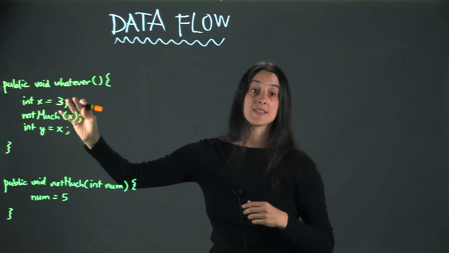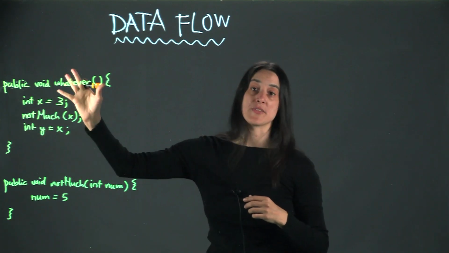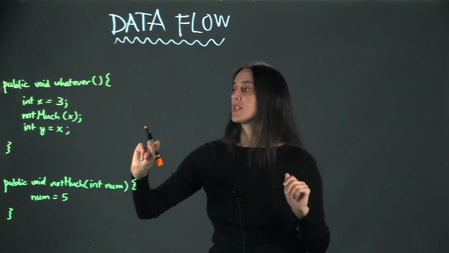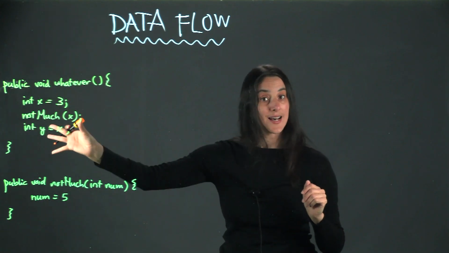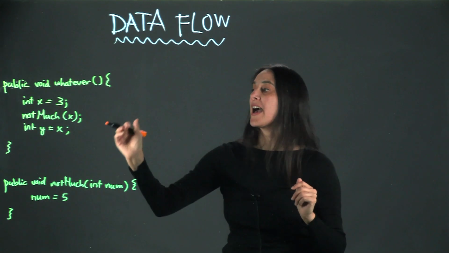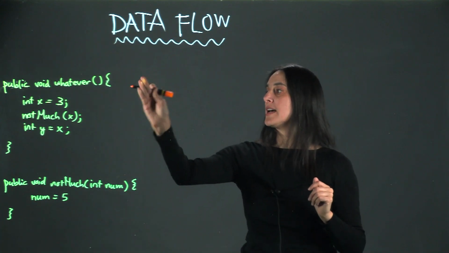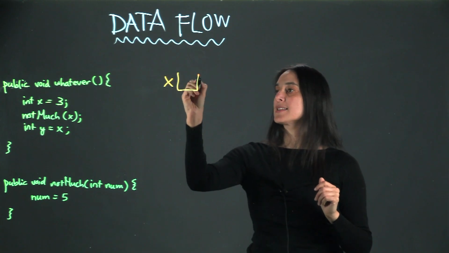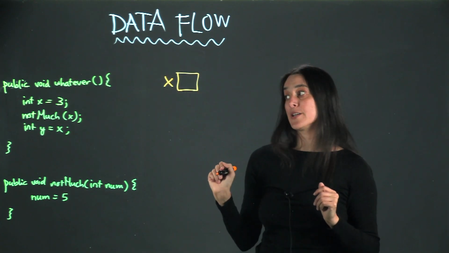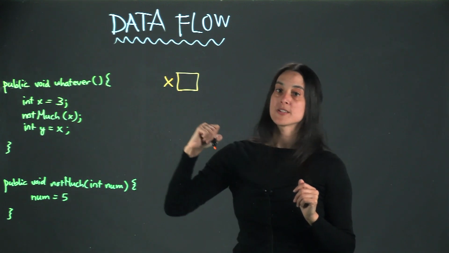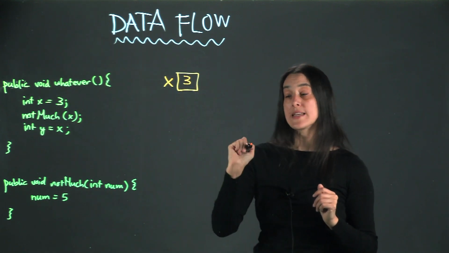First of all, we have this first method called whatever, because we don't really care too much about it. Inside of the method, we have a declaration of x. Sorry, we don't need to write the int down. So x gets a little slot that can hold a value, and right away we're assigning it a value of 3.